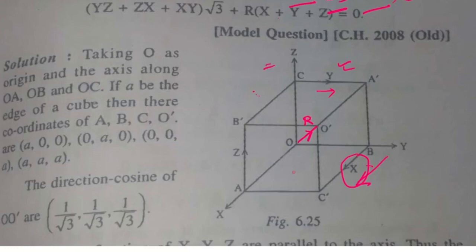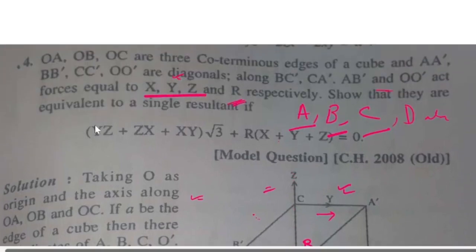Okay, so I need to show this R also here as I have shown X, Y, Z. So taking O as the origin, axis along OB, OC. Let me say one thing here. Here it was given about a cube and some forces acting along some sides of the cube. Never did they say anything about the reference system, reference axis.